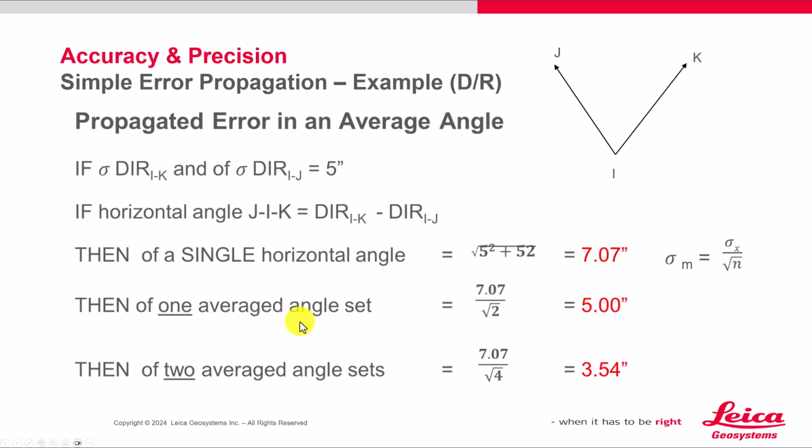Now, if you do an averaged angle set, we have done them twice, and that would be the 7.07 divided by the square root of 2, or 5. Notice accuracy is getting better because we did more measurements. And then if you did 2 averaged angle sets, then 7.07 divided by the square root of 4 is 3.54. This is how we can go from a 5-second total station to about a 4-second accuracy.